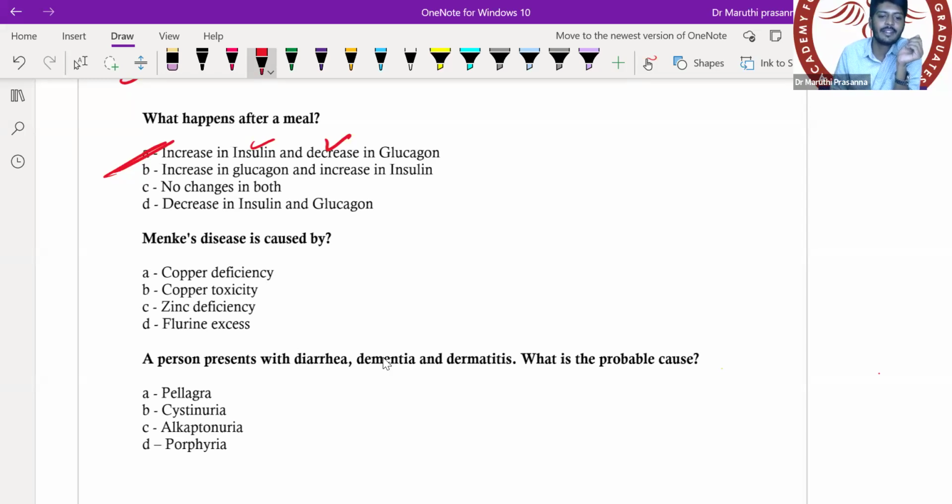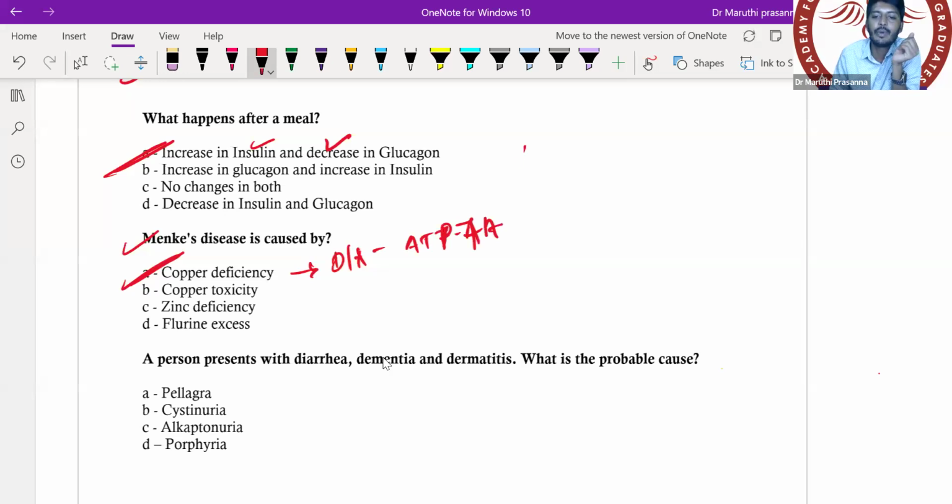Okay. Menkes disease is caused by what? Copper deficiency or copper excess? Don't get confused about Menkes disease. That is your copper deficiency. Menkes disease is due to copper deficiency, caused by mutation of the ATP7A gene.